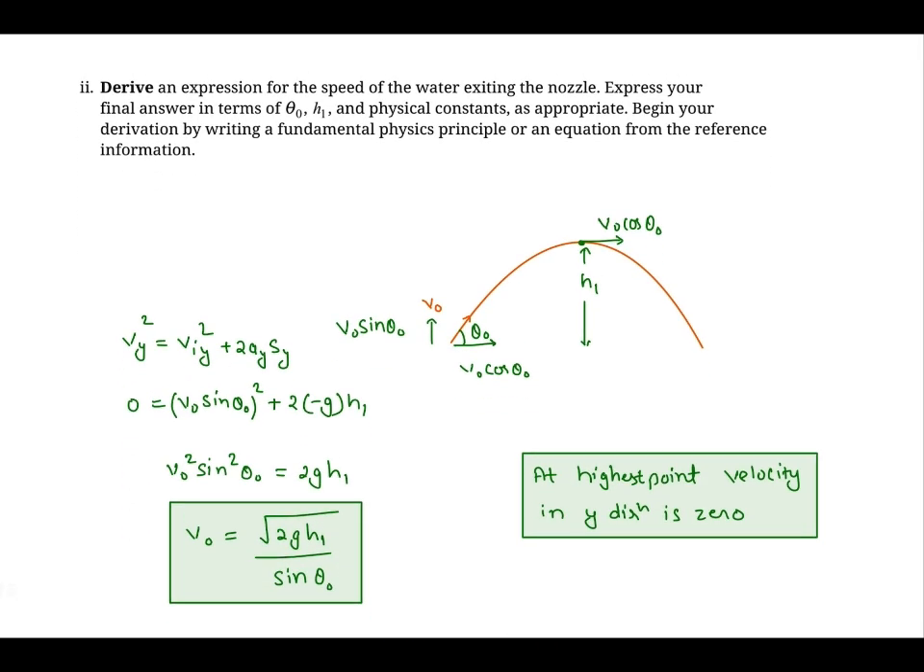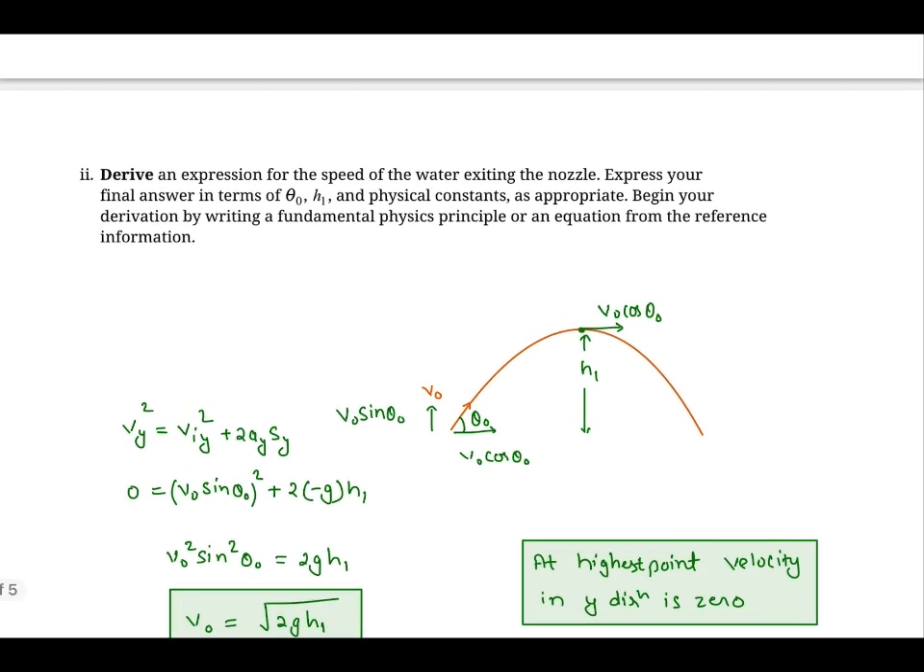Now let us see another part. It is the second one: derive an expression for the speed of water exiting the nozzle. Okay, so we have to find the speed, that is v naught of that particle, and we have to express our final answer in terms of theta naught and h1. And what was h1? h1 was the maximum height achieved by the particle.